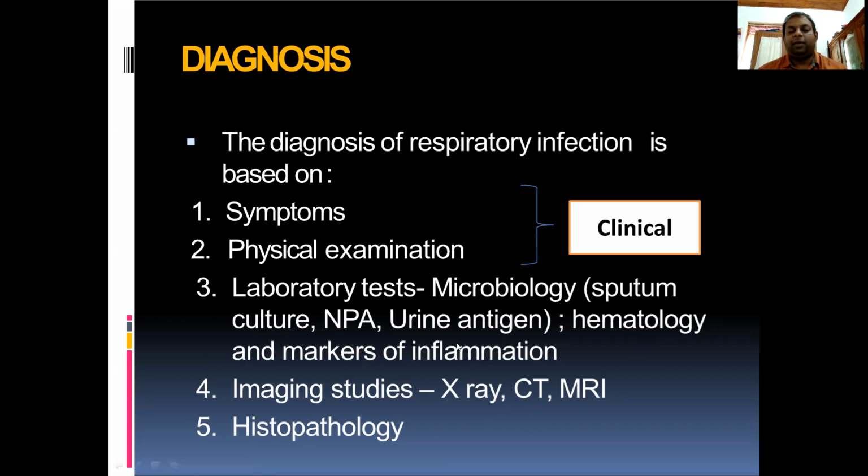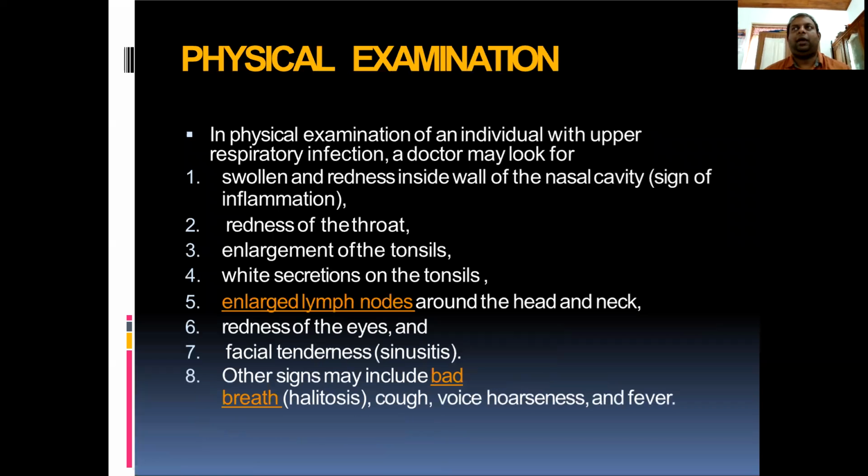Chest X-ray, CT, MRI, depends. Often we prefer X-ray. And histopathology is a definitive diagnosis, but rarely done, maybe following lung biopsy. It's rarely done for diagnosis. So here, on physical examination of an individual with upper respiratory tract infection, a doctor may look for swelling or redness inside the wall of the nasal cavity, redness of the throat, that is features of tonsillitis or pharyngitis, enlargement of the tonsils, white secretion on the tonsils, likewise.